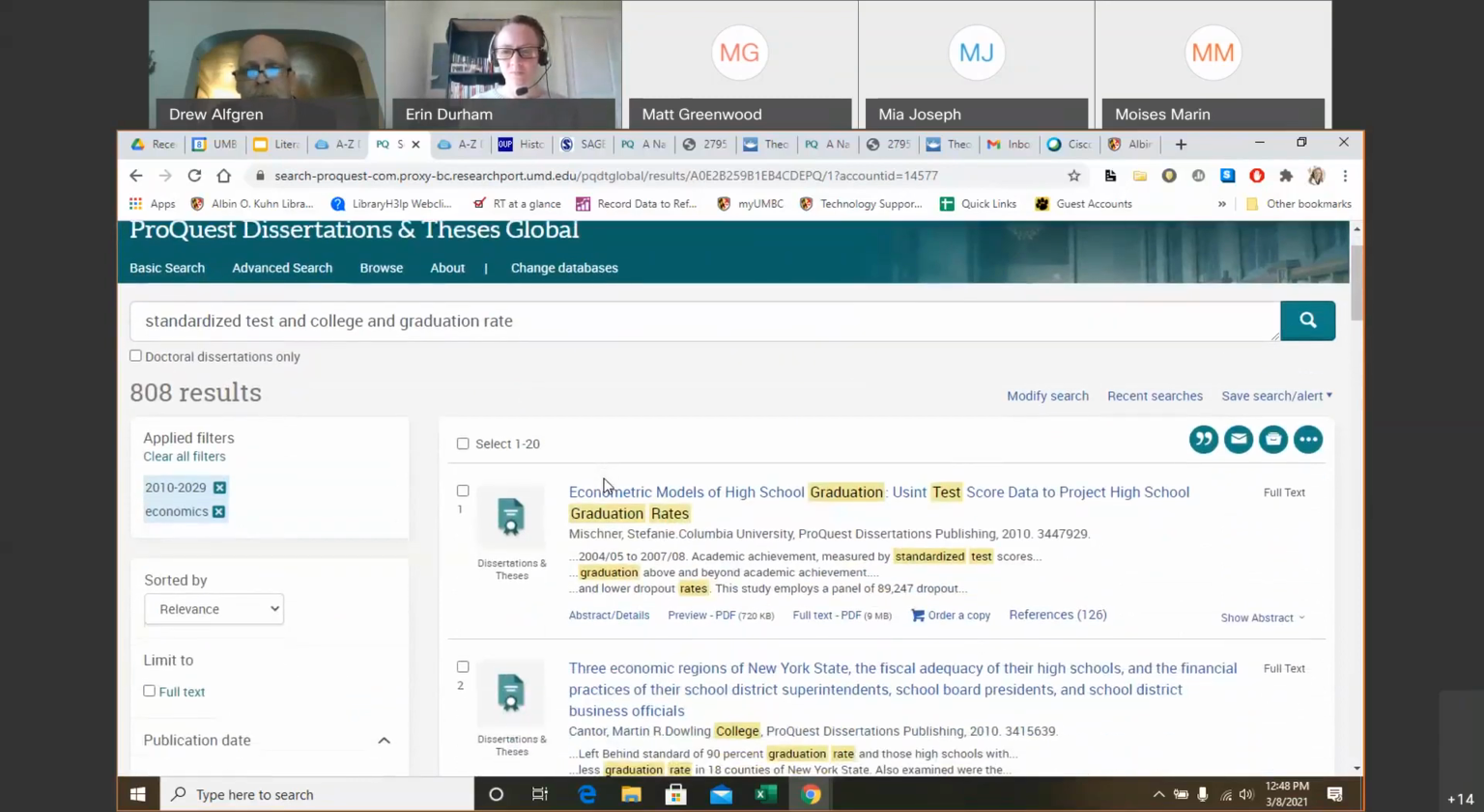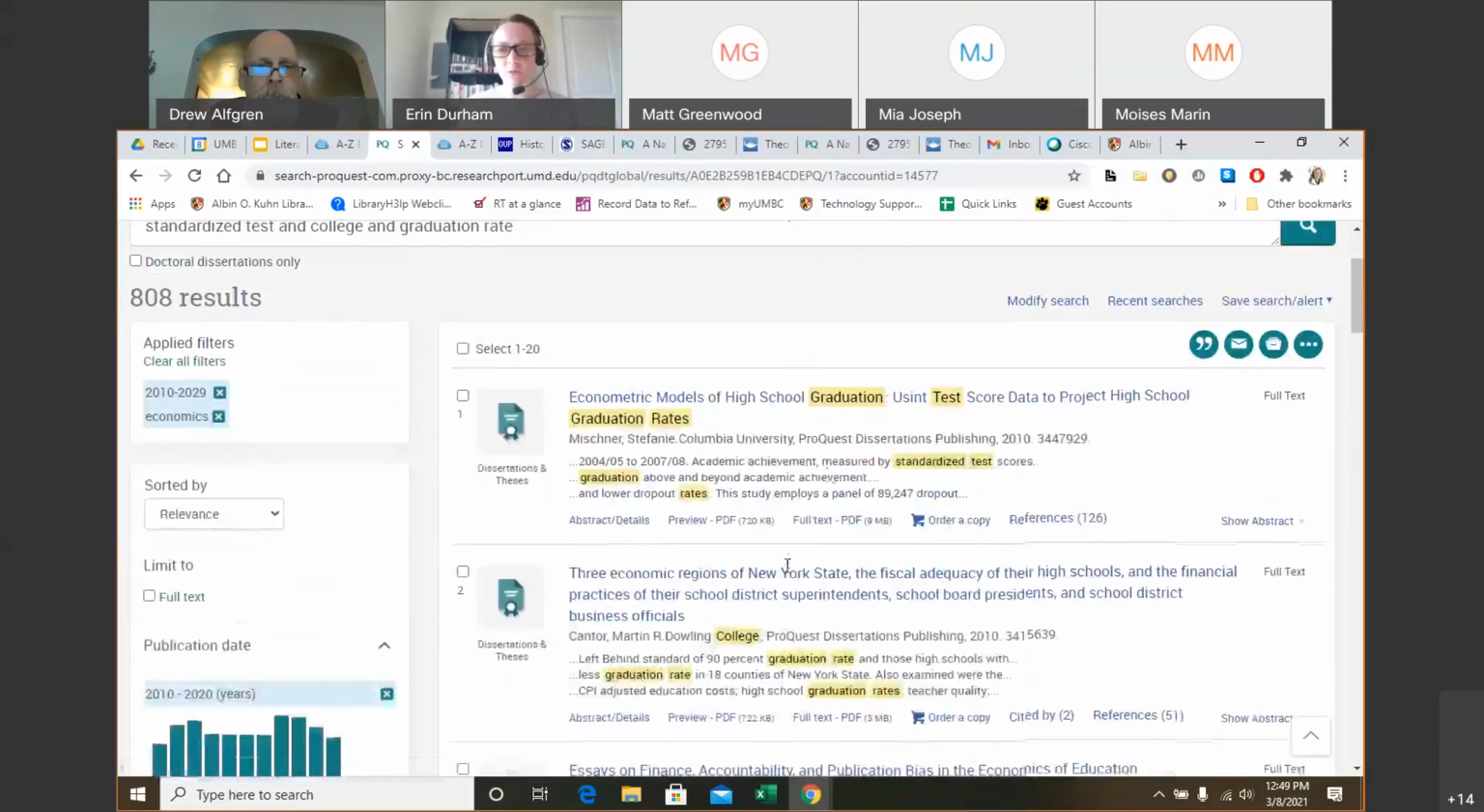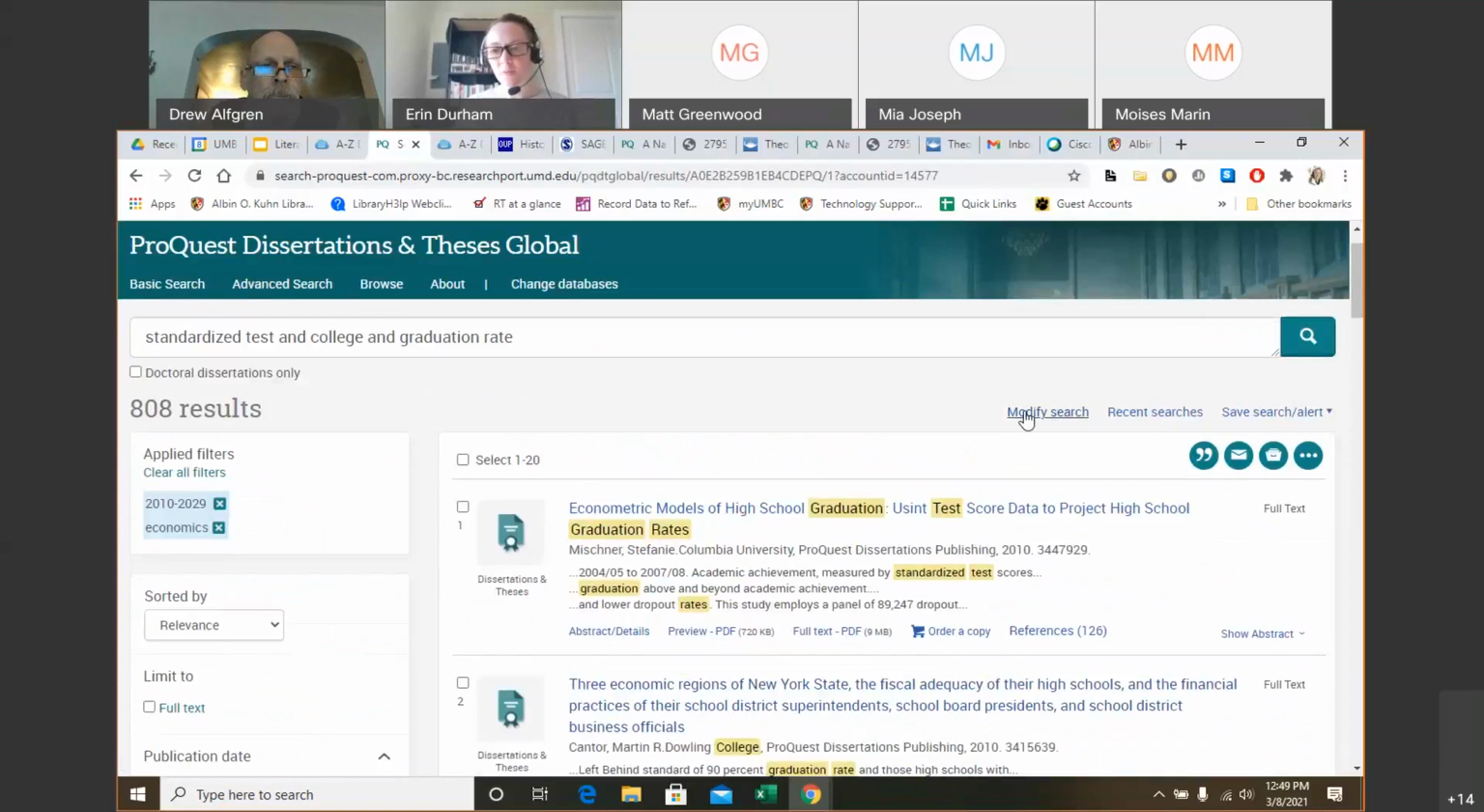I'm just noticing this one, we're looking at college graduation rates. One thing you can do, we're getting a lot of high school and K through 12, so that's an opportunity to modify your search.